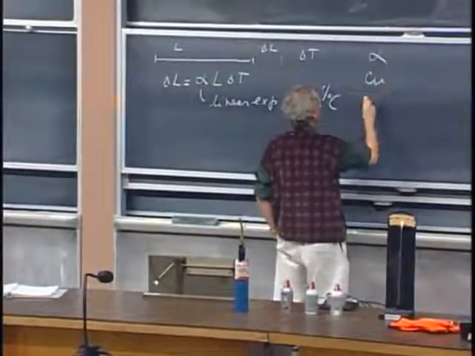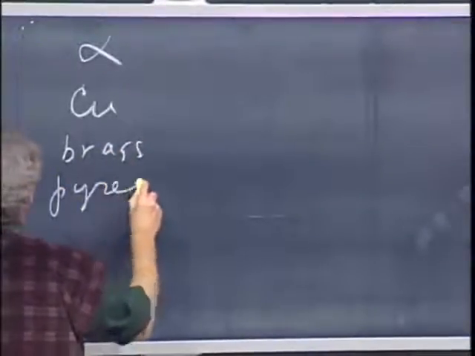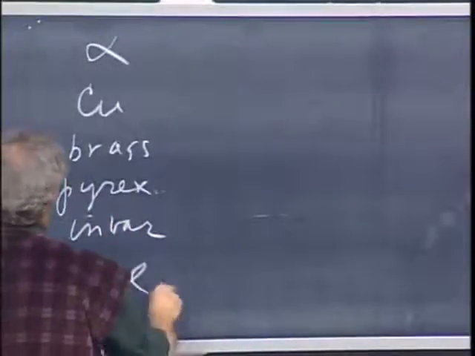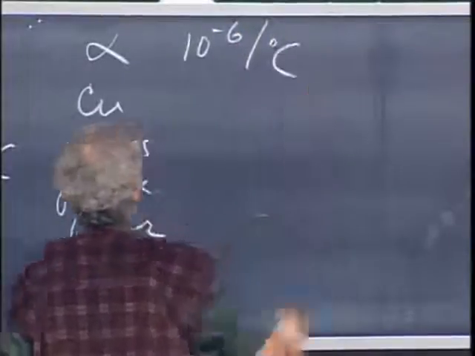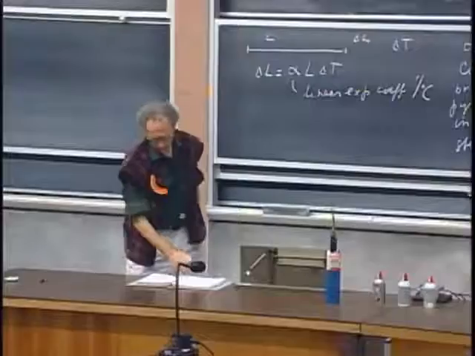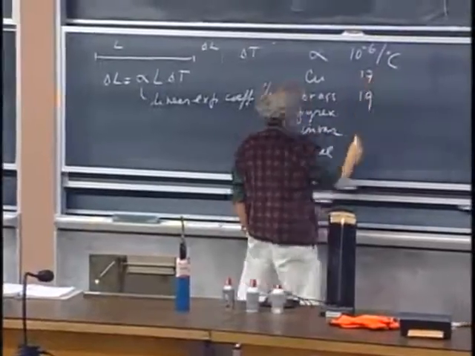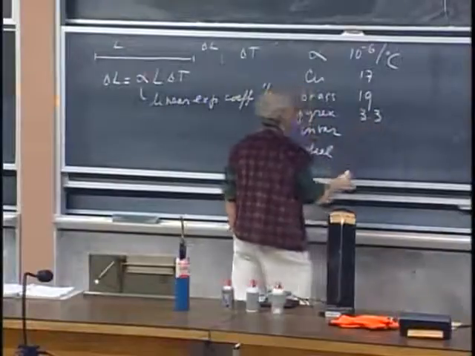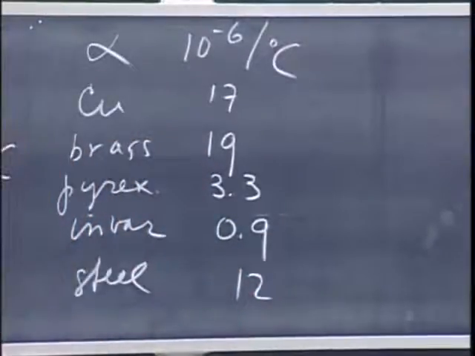I'll give you copper. I'll give you brass. I'll give you pyrex. I'll give you invar. And I'll give you steel, and they are in units of 10 to the minus 6 per degree centigrade. And we will use some of them today. Brass is about 19. Copper is 17. Pyrex, 3.3. Invar, 0.9. And steel is roughly 12, but there are many different kinds of steel.